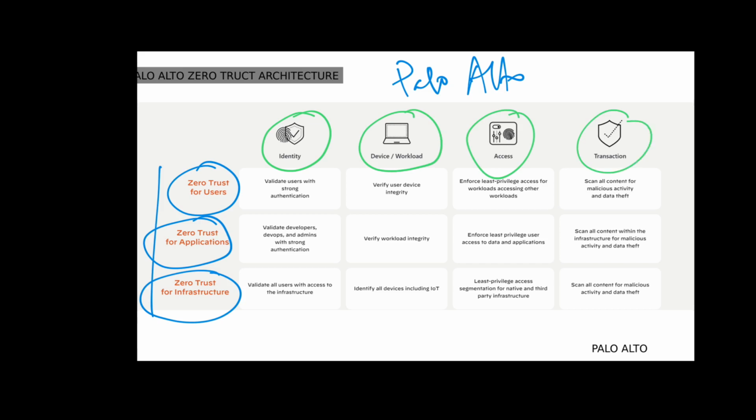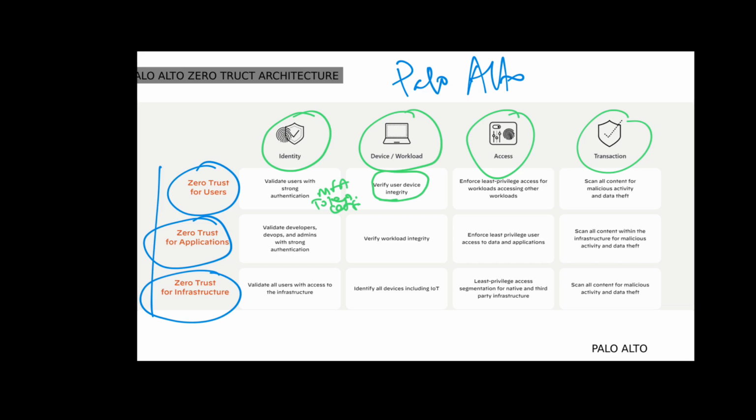So on identity, zero trust for users. We're saying that we need to validate users with strong authentication. This is where we use multi-factor authentication, 2-factor, 3-factor, 4-factor authentication, tokens, and certificates. We can use certificates to verify. And then zero trust for users against workload and devices, we always have to verify user device integrity. Is it not compromised? Its integrity, is it not compromised?